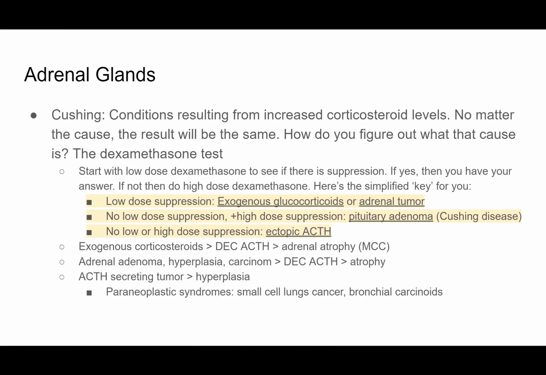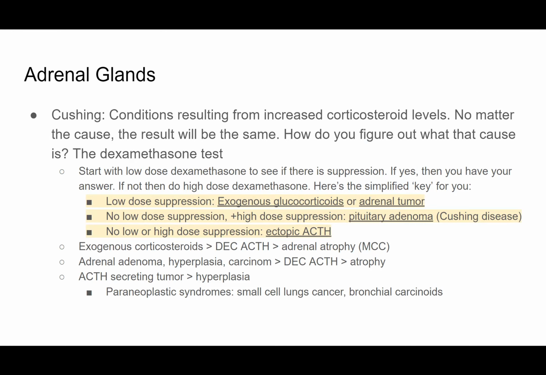So Cushing's, if you come in with symptoms of increased corticosteroid levels, increased cortisol, you have truncal obesity with the, what are they called, striae, all of those features of increased cortisol. They're not going to ask you about Cushing's. What they're going to ask you is what's the cause of it. So how do you know the cause?